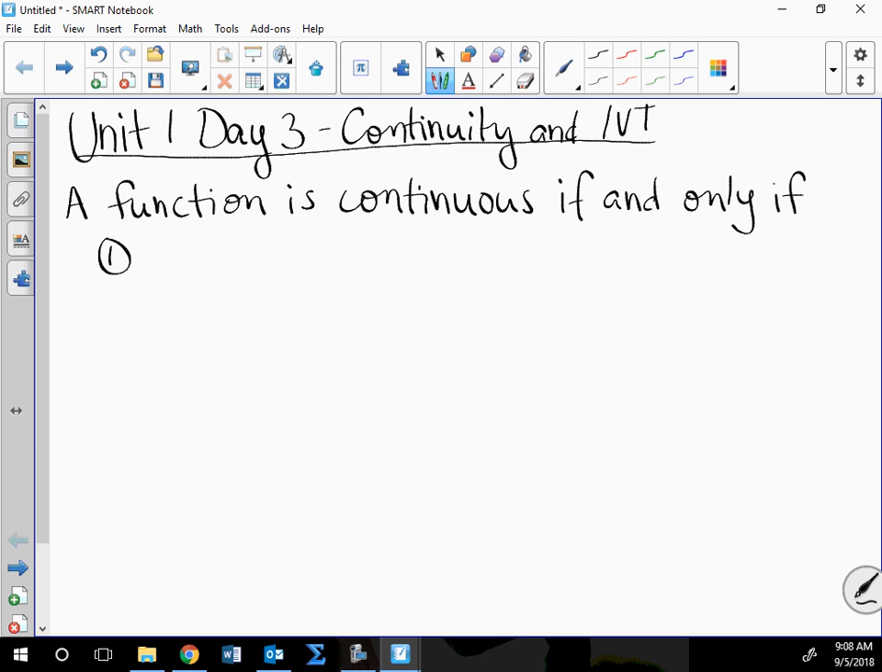Oh, sorry, I should have said is continuous. Alright, it is continuous at c, so like, at a point c. I'm sorry, this is continuous at a point. So it's continuous at a point if and only if f of c exists. So the function is defined at that point.